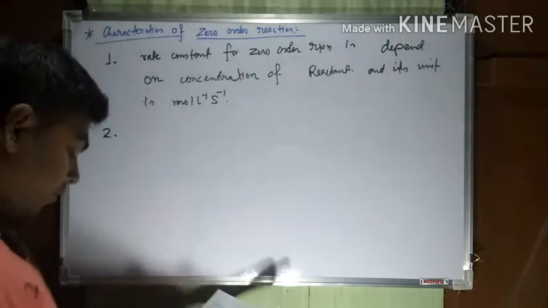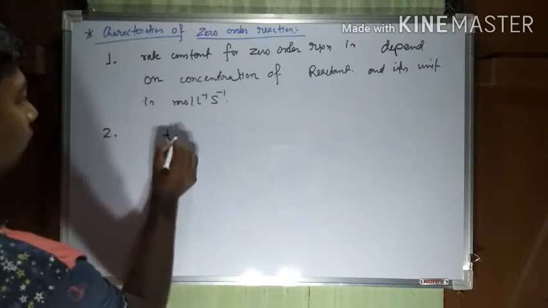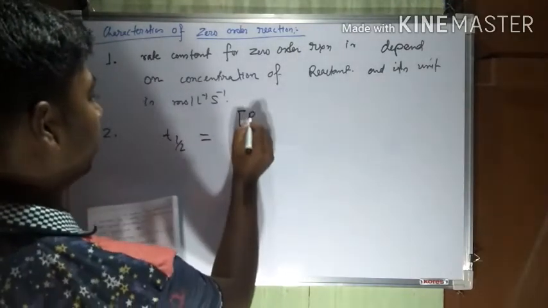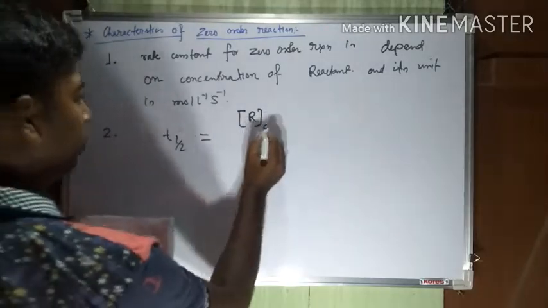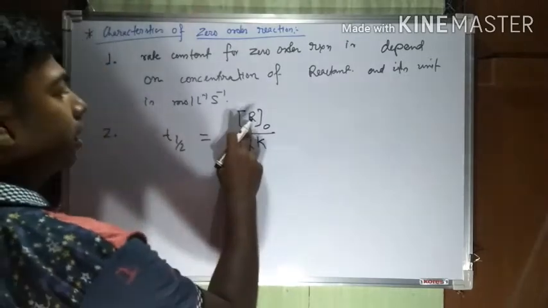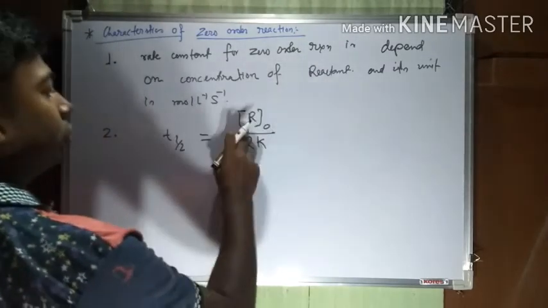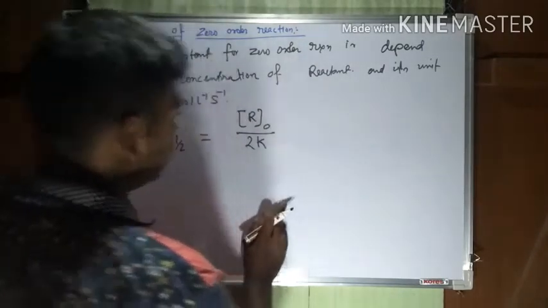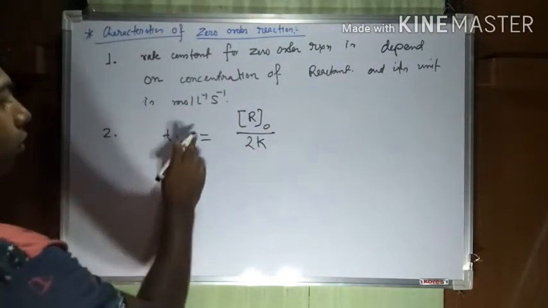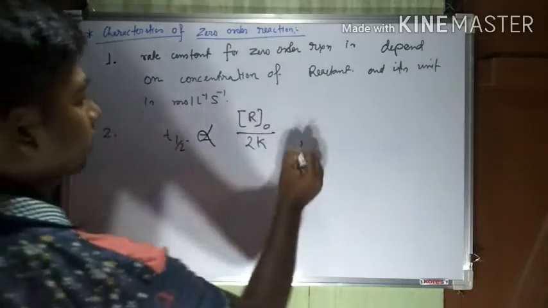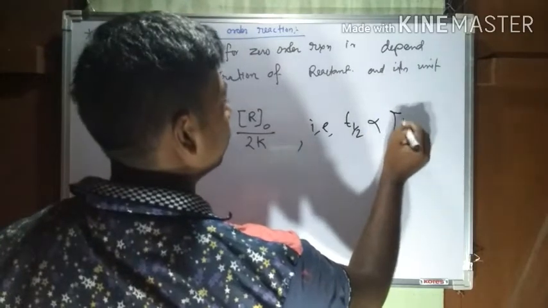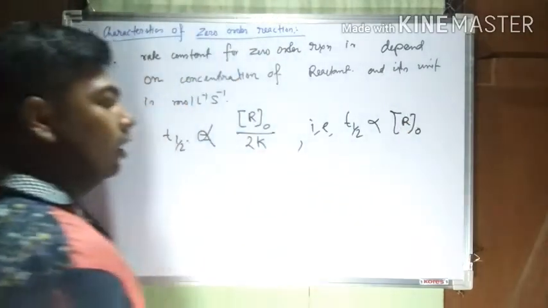Second characteristic of zero order reaction is the T half. In the equation, T half is equal to concentration of R naught divided by 2 into K. K is the constant. R naught is the concentration of the reactant at time 0. That's why you can say T half is also proportional to the concentration R naught.